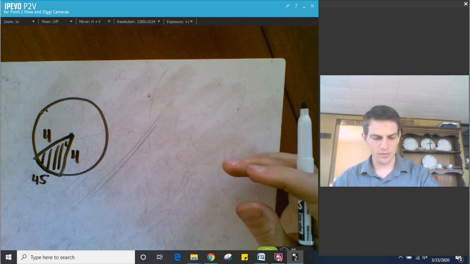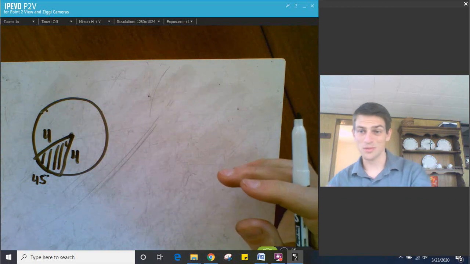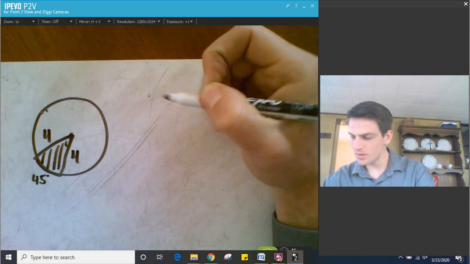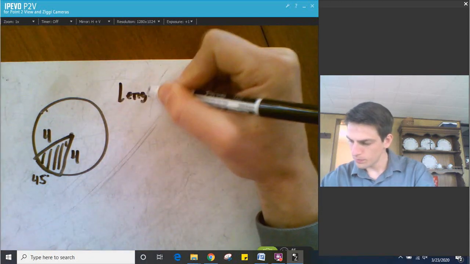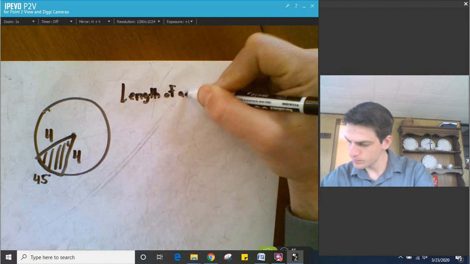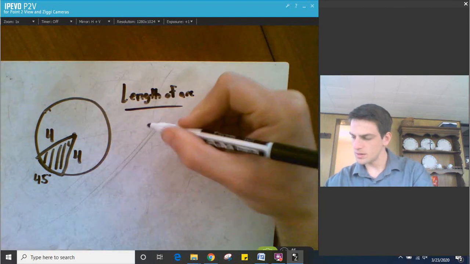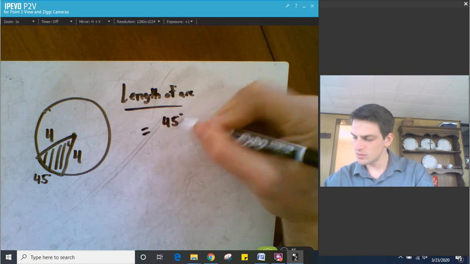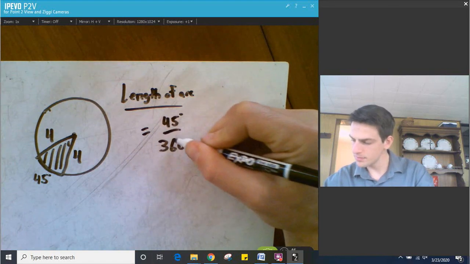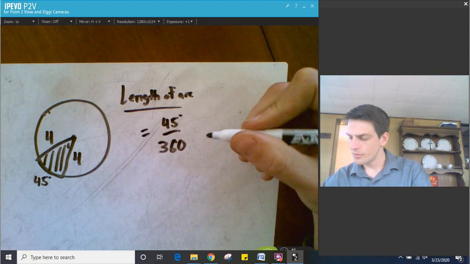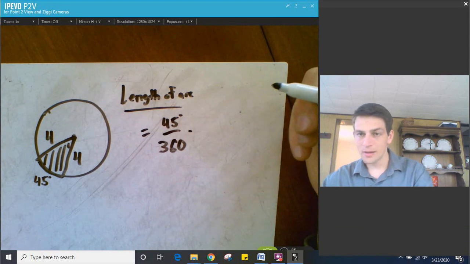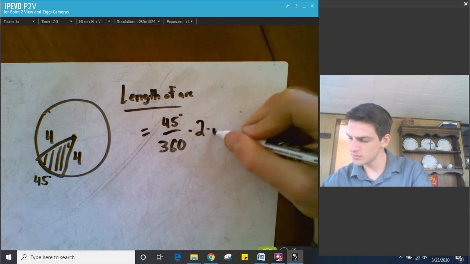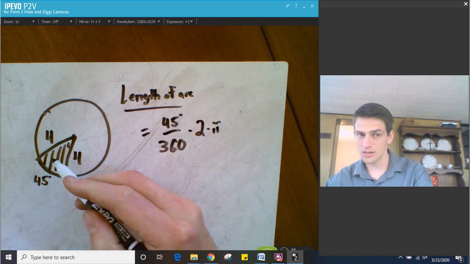So let's find the length of that arc first. What that is going to be, let's see, length of arc is going to be equal to 45 degrees divided by 360 degrees, so that proportion of the whole, 45 divided by 360, and we're going to multiply that by what our equation is for the circumference, which is 2 pi r. So times 2 times pi times r, and our radius is 4.